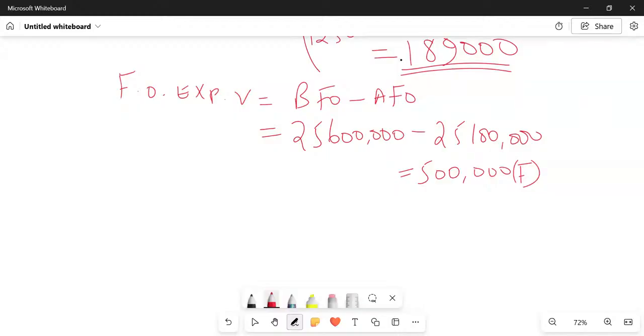After fixed overhead expenditure, the next one is known as fixed overhead volume variance. Shall I give you a minute to try it, or would you want me to knock it down right away? Knock it down. Fixed overhead volume variance.